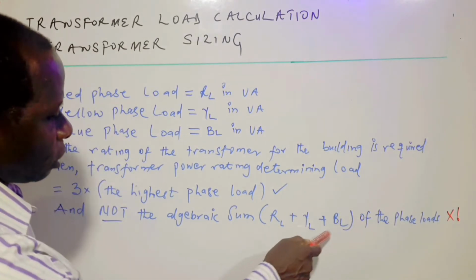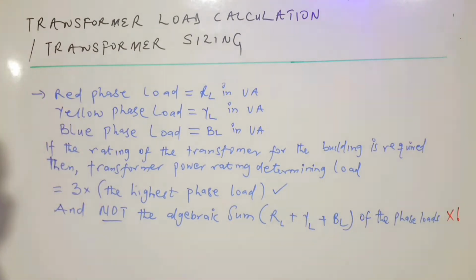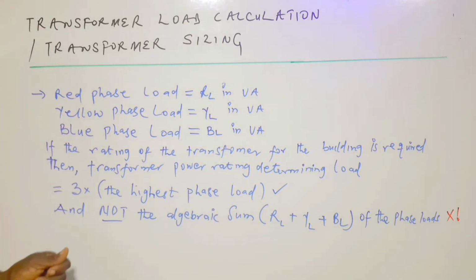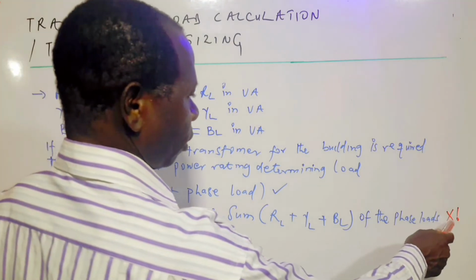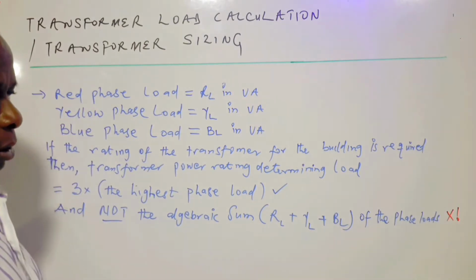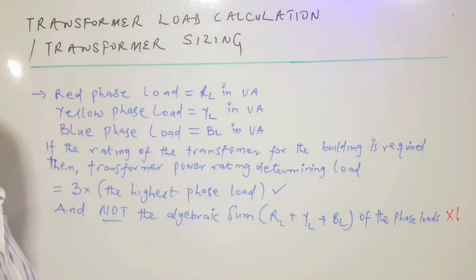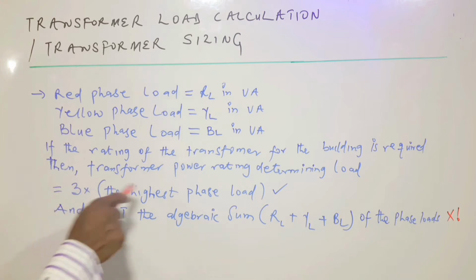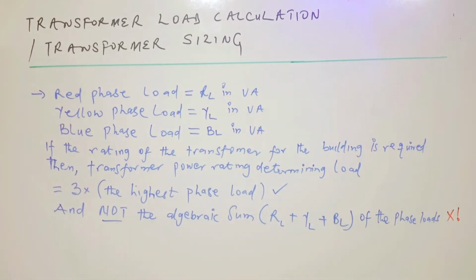This is the algebraic sum of the phase loads, RL plus YL plus BL. It is not this, emphatically not, and that's why I'm putting this cross mark. That indicates that this one is not the right mathematical statement, but this is the right one. That's why I take this one.